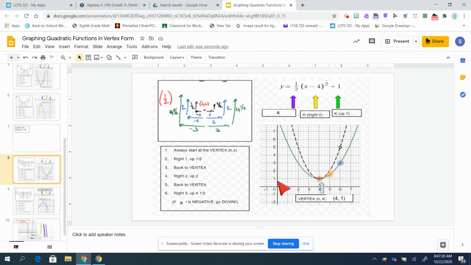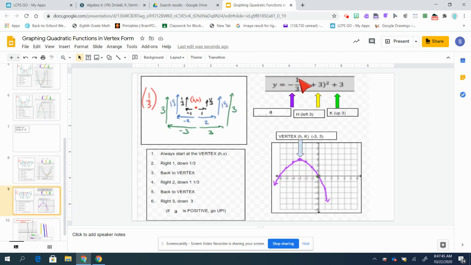And then we have 3 and 4.5, because half of 9 is 4.5. So start at our vertex. We're going to go right 1 up a half, right 1 up a half, and Desmos was very nice and helped me put it in the right place. Back to the vertex, right 2 up 2, right 2 up 2. There's a nice point. And if you wanted a third point, you could go right 3 up 4.5, but this was enough to create the graph.